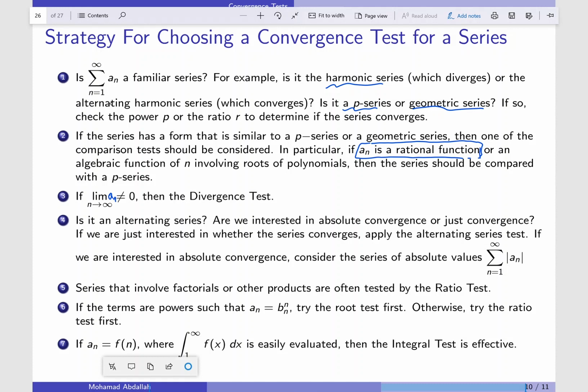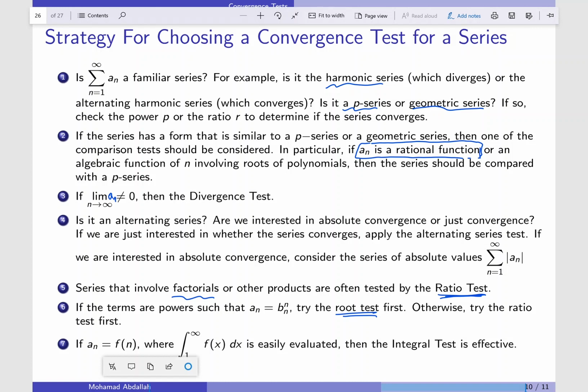Now, if it's alternating, you can use the alternating series test. You can also use the root test, or you can use the ratio test for it. It depends. Now, if the series involves factorials or other products, they are often tested by the ratio test. So the ratio test is recommended when you see factorial. Now, if your series can be written as something to the power n, then the root test would be the first thing to think of.